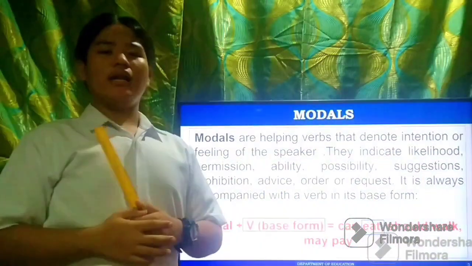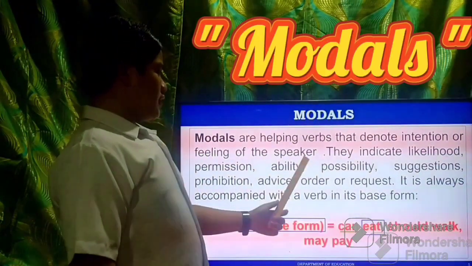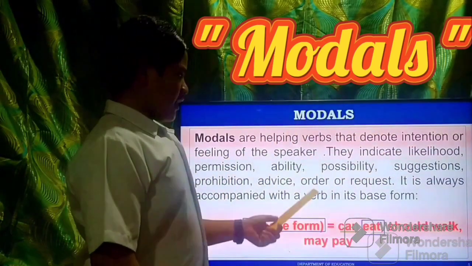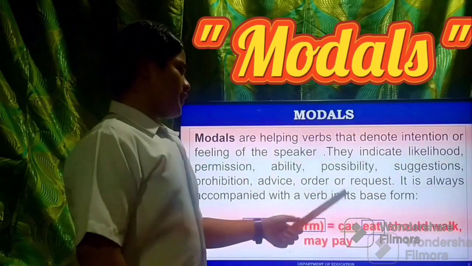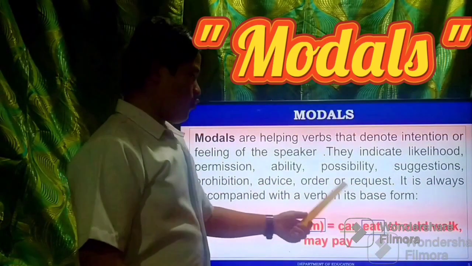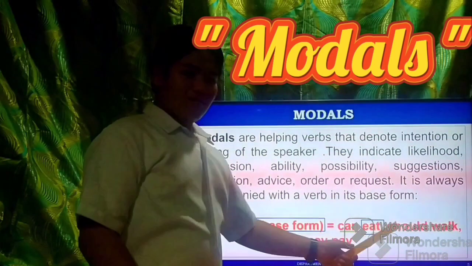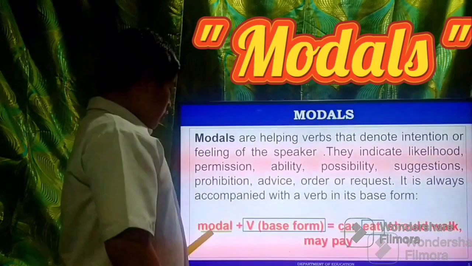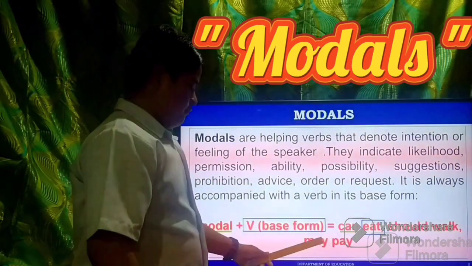So, what are modals? Modals are helping verbs that denote intention or feeling of the speaker. They indicate likelihood, permission, ability, possibility, suggestions, prohibition, advice, order, or request. It is always accompanied with a verb in its base form. So always remember this formula: modal plus verb in its base form.